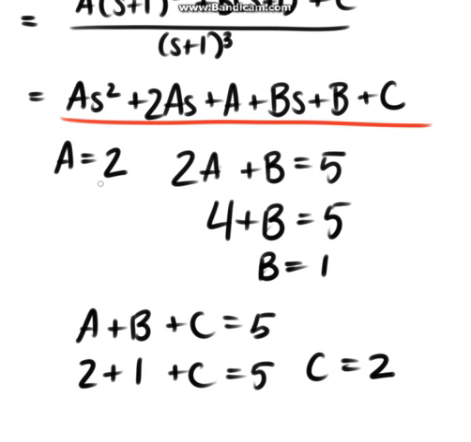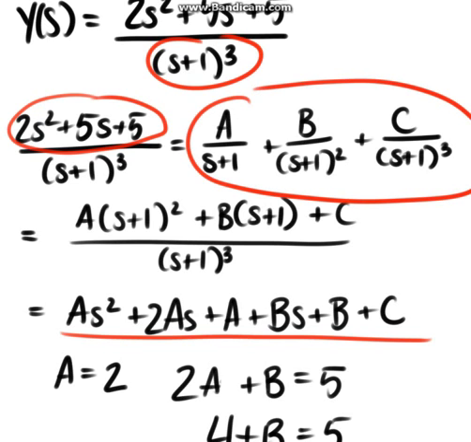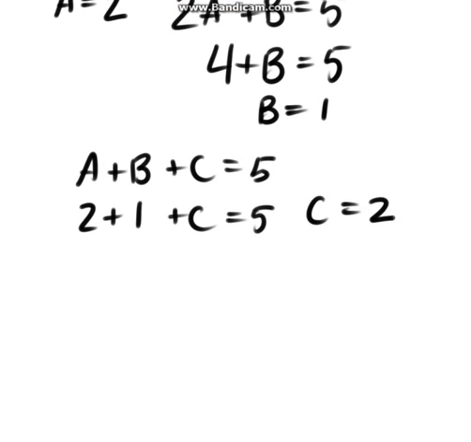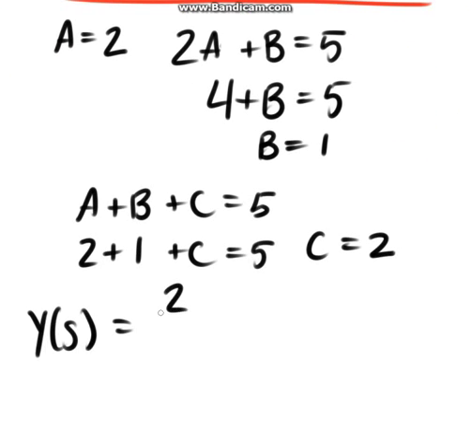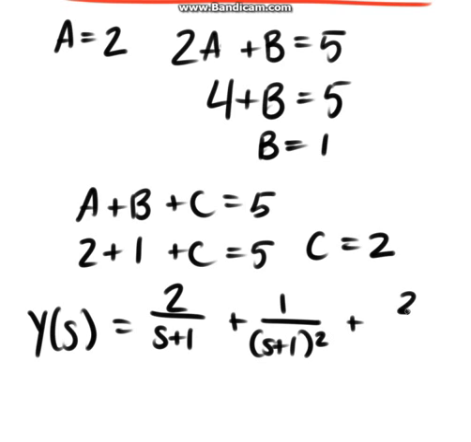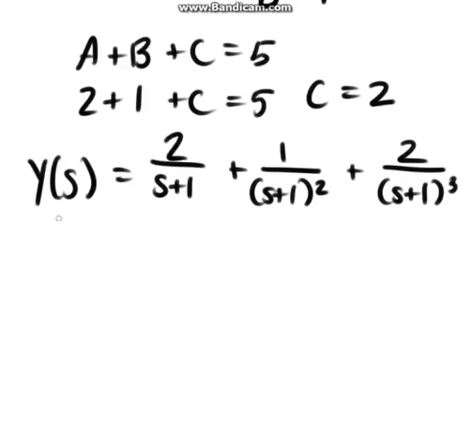And plugging these values back in to solve for y of t, we get Y of s equals 2 over s plus 1 plus 1 over s plus 1 quantity squared plus 2 over s plus 1 quantity cubed. Just going to double check to make sure that's right. And that's right.